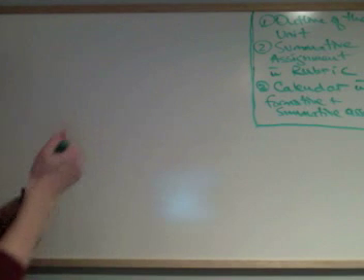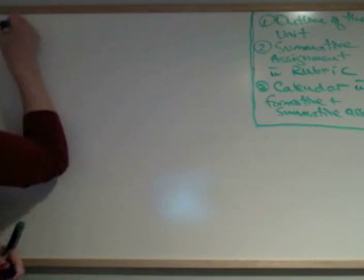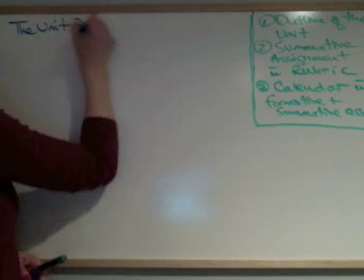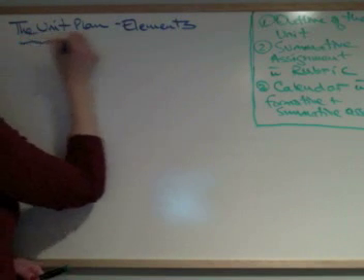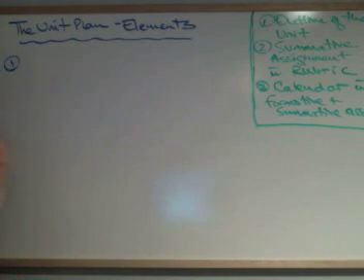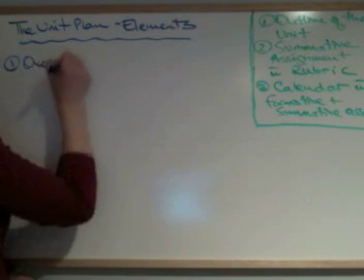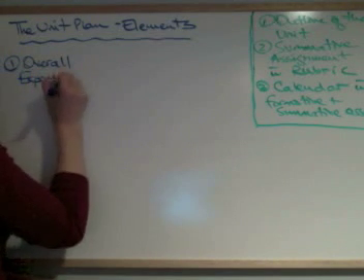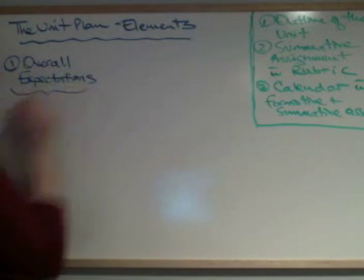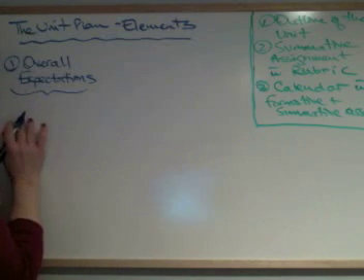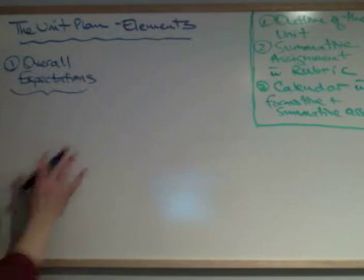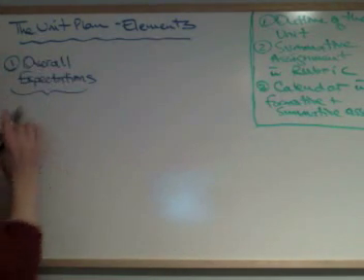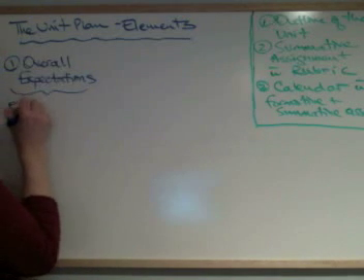So the actual unit plan needs to include the following unit plan elements. The first one it needs to include is the overall expectations from the curriculum document. Because these are the ones that need to be evaluated. Okay, we evaluate overall expectations. So you need to demonstrate in your unit plan that the assessments directly link back to the overall expectations, okay? Because these need to be evaluated.